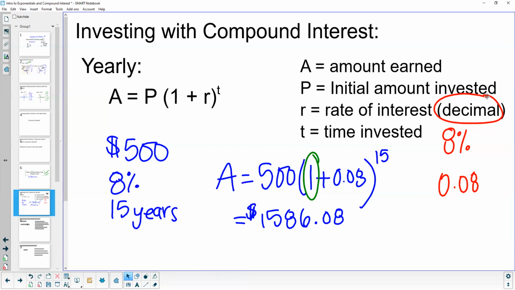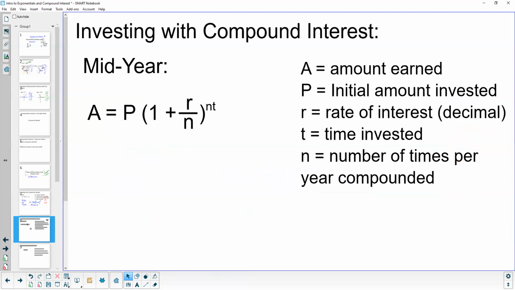Now, Eddie Wu started by talking about yearly, but then he started talking about what happens if we do it more often than once a year. Now, you do have the option of compounding something yearly or compounding something monthly or quarterly or annually or things like that. So n just represents the number of times per year.